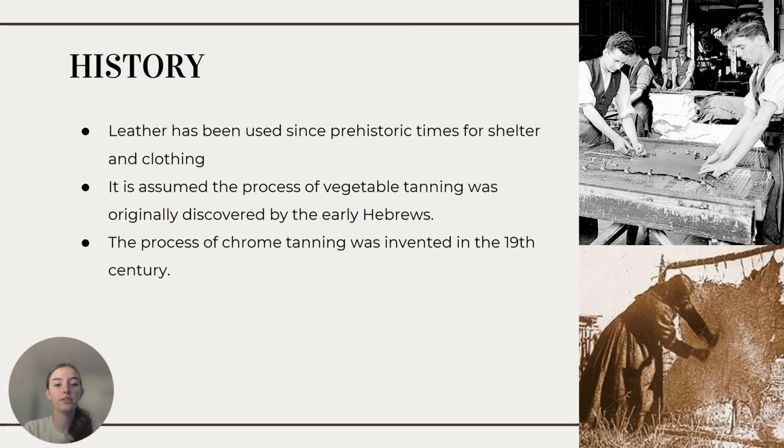So leather has been used since prehistoric times for shelter and clothing. Animals have been around forever, so that was an obvious resource for people to use. It's assumed that the process of vegetable tanning, which I'll talk about on the next slide, was originally discovered by the Hebrews, and then the process of chrome tanning was invented in the 19th century.